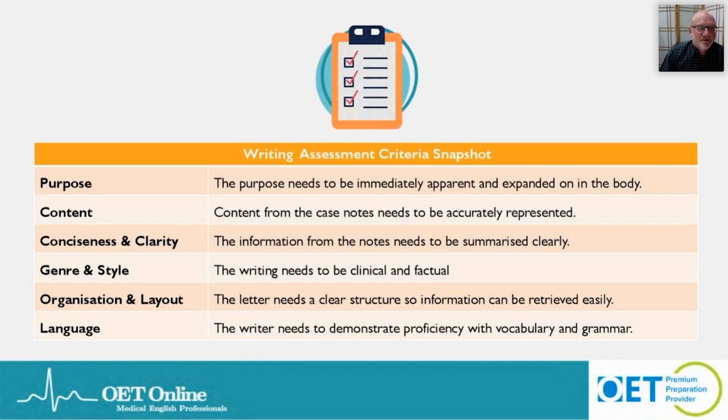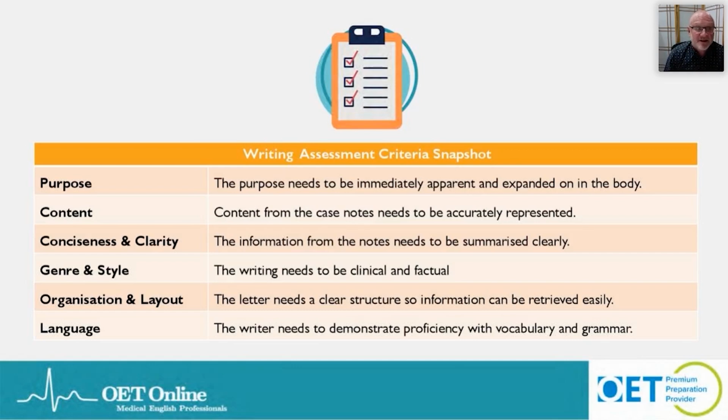So let's have a look at a few of the criterions here. First, we have purpose. Now, the purpose needs to be immediately apparent and expanded on in the body. So the reason for writing must be clear. In terms of content, the OET writing test involves good reading skills. You need to understand those case notes and really think about the information there so that you can accurately convey it in your writing, in your letter.